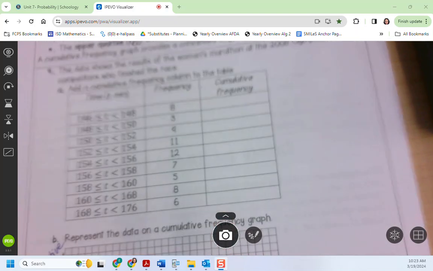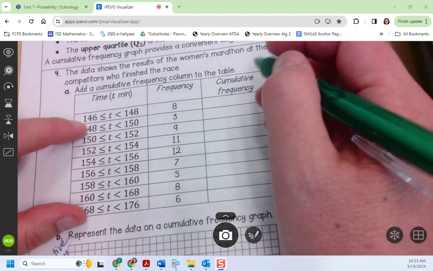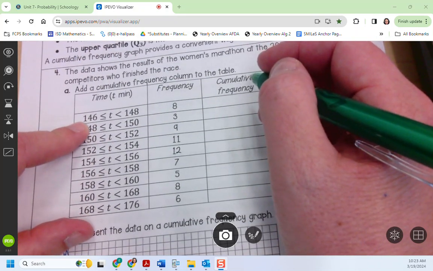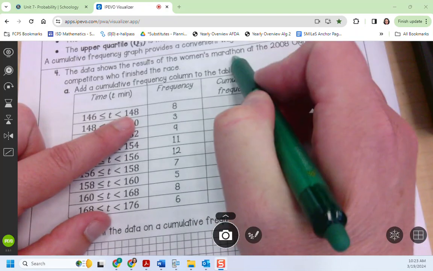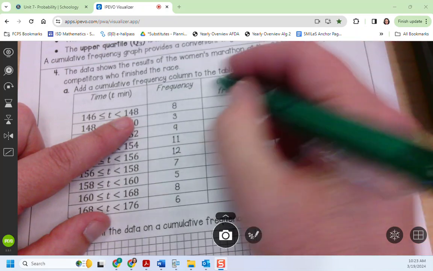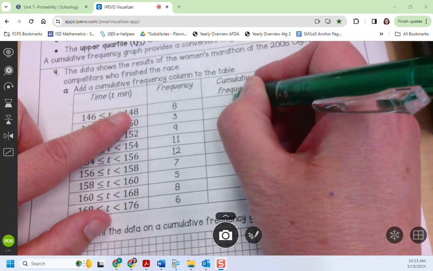So we're going to calculate cumulative frequencies here, and it's really quite simple. All right, the first interval we have is 146 to 148. These are results of the women's marathon. There are 8 people in that interval, and so far we've seen 8 people. That's it.